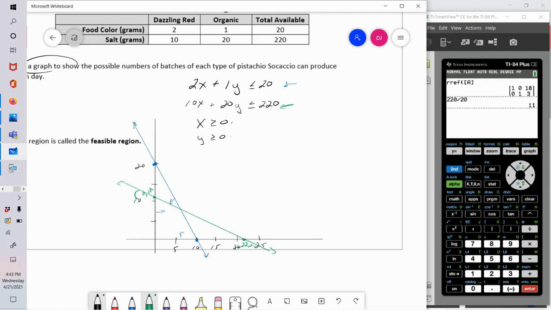And again, 0 plus 0 is less than 220, so we would shade below. So this here is our feasible region. Okay. This red shaded region is all of the combinations of different batches that pistachio can make given those restrictions.